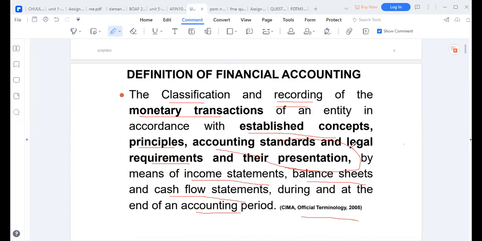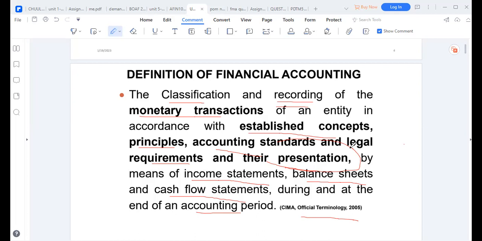So the definition of financial accounting is as follows. It is the classification and recording of monetary transactions of an entity in accordance with established concepts, principles, accounting standards, and legal requirements, and their presentation by means of an income statement, a balance sheet, and a cash flow statement during and at the end of an accounting period. This is according to the CIMA official terminology of financial accounting.